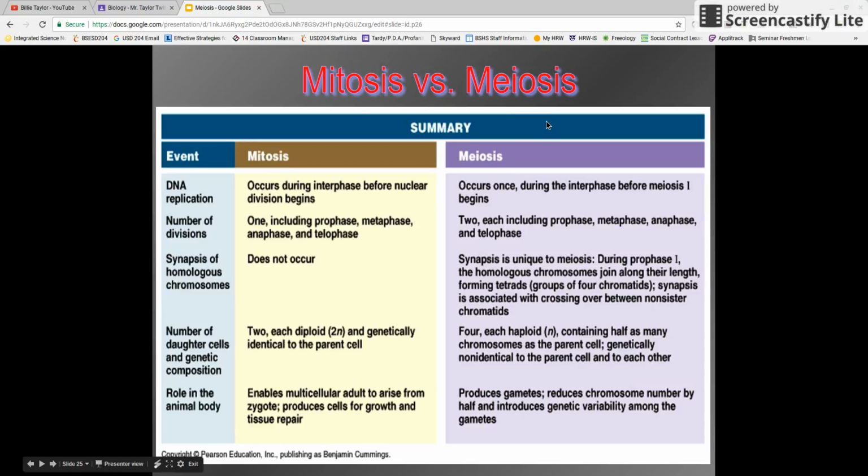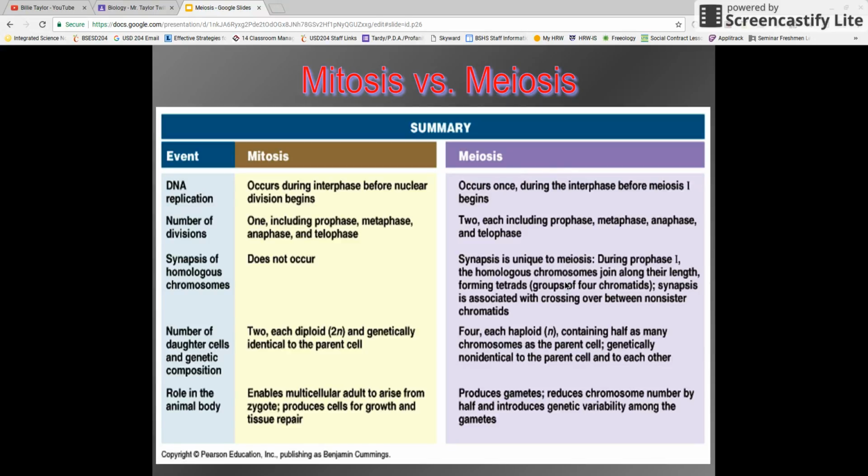Now, again, different things are going to happen in mitosis versus meiosis. DNA replication in mitosis occurs during interphase before division even begins. In meiosis, it occurs once during interphase before meiosis 1 begins, so only once. In mitosis, we have 1 division, including prophase, metaphase, anaphase, and telophase. In meiosis, we have 2 divisions, and each set of division has its own prophase, its own metaphase, its own anaphase, its own telophase. In mitosis, when it comes to synapsis of homologous chromosomes, well, this isn't even a thing. This doesn't even happen. But in meiosis, synapsis is unique to meiosis.